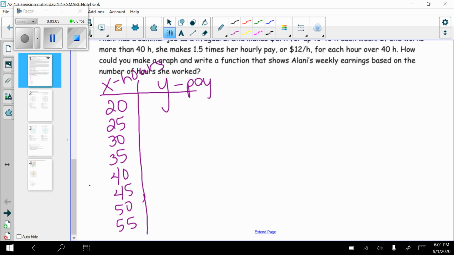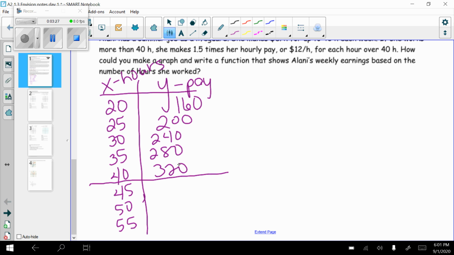So for these first 40 hours, we make $8 an hour. So if she works 20 hours, 8 times 20, 160. 8 times 25, 200. 8 times 30, 240. 8 times 35, 280. 8 times 40, $320.